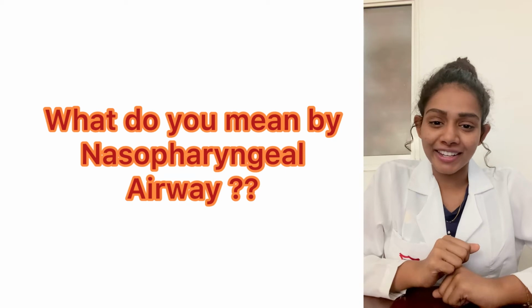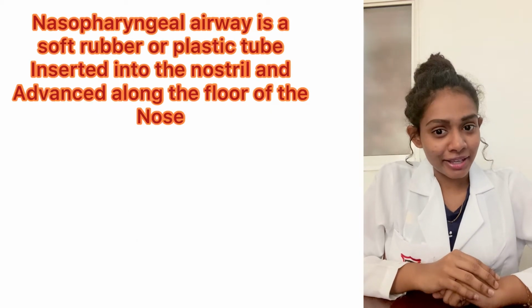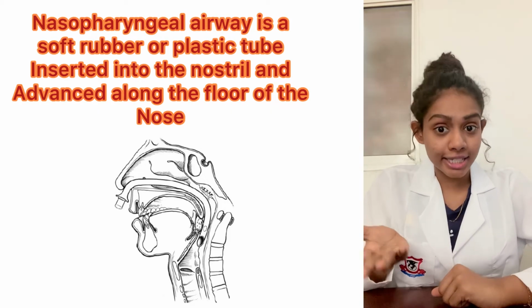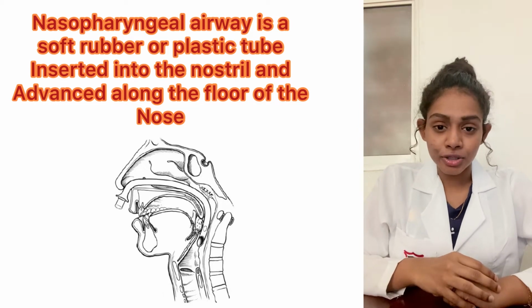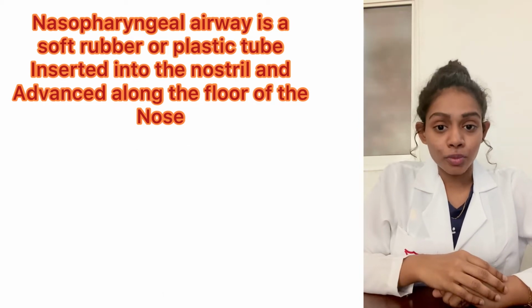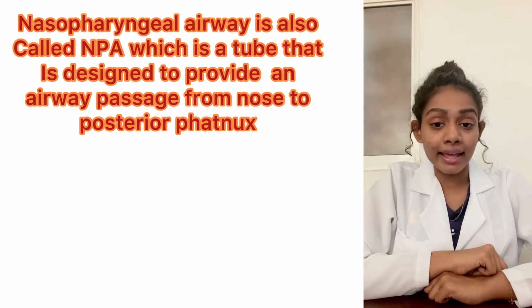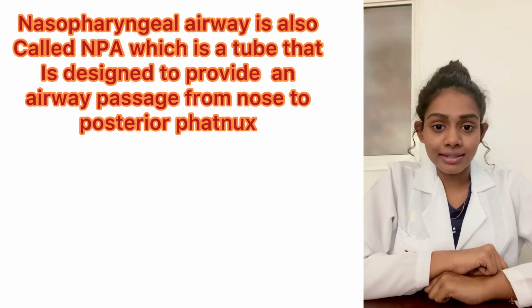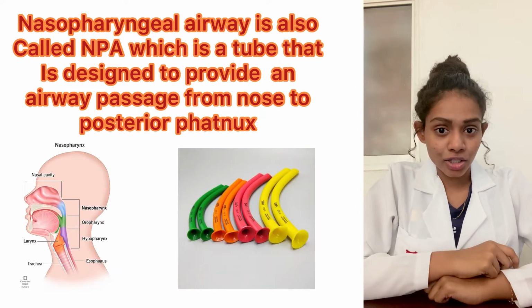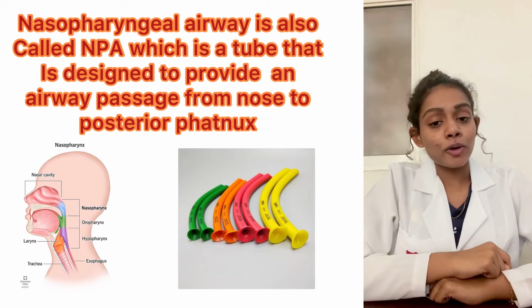Before talking about the steps of inserting the nasopharyngeal airway, let's talk about what we mean by nasopharyngeal airway. A nasopharyngeal airway is a soft rubber or plastic tube that is inserted into the nostril and advanced along the floor of the nose. It is also called an NPA, which is designed to provide an airway passage from the nose to the posterior pharynx. It can be used for both responsive and unresponsive patients.